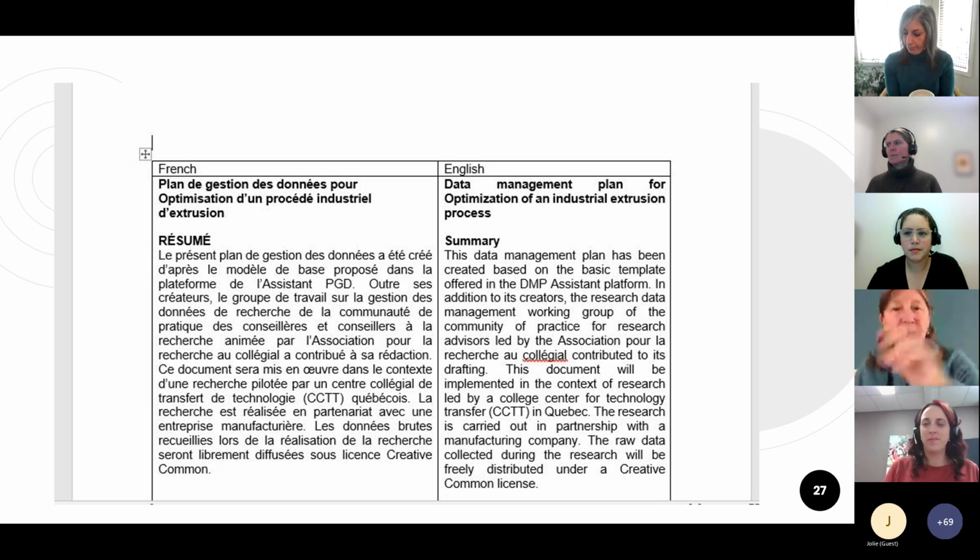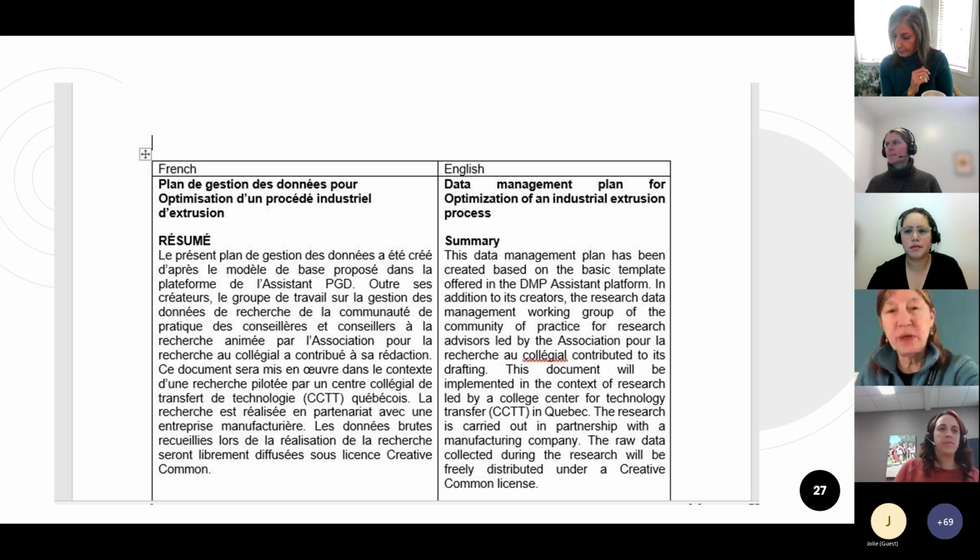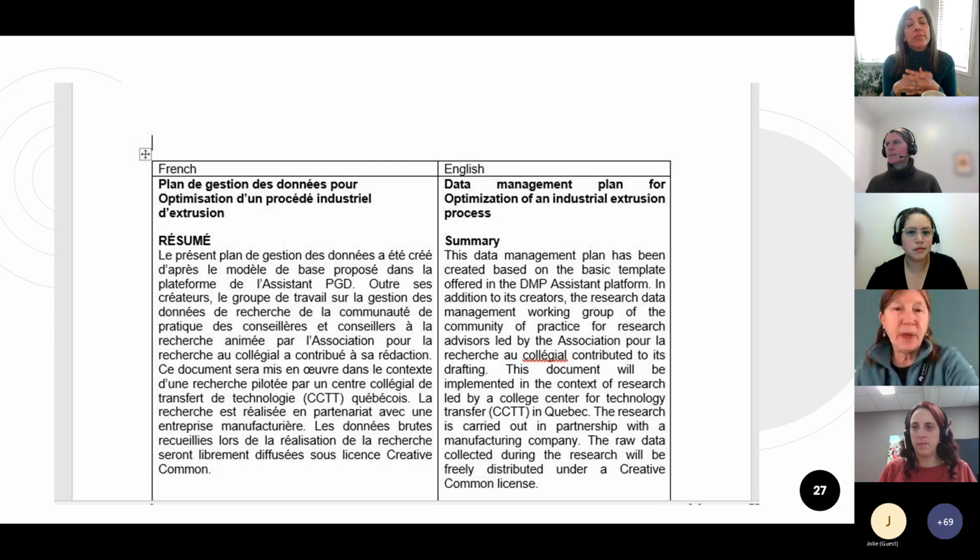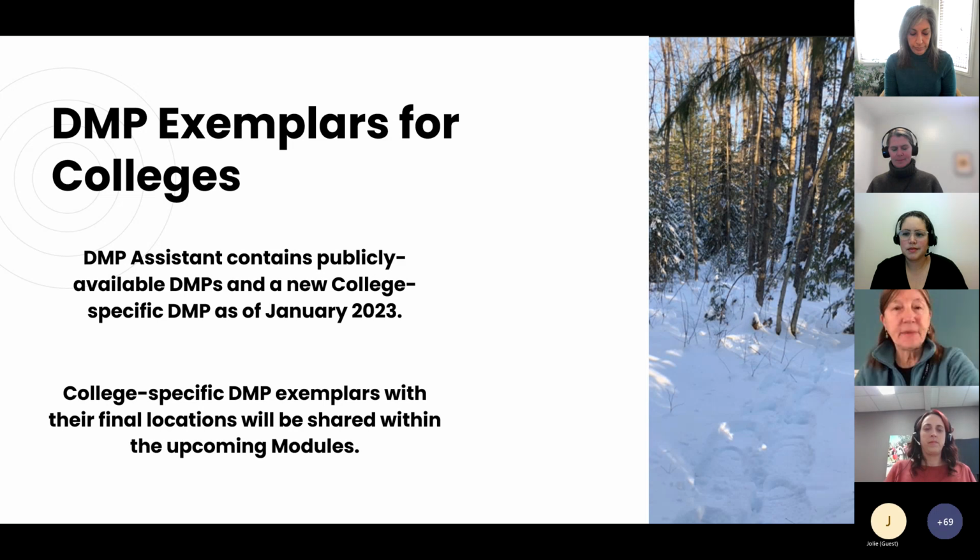Yeah, thank you. All right, so here's a template. These are called exemplars. So these are actually published CEGEP data management plans that are presently being translated, and they will be available for everyone. There's going to be 2 of them that we will be able to reference and locate for everyone. So next slide, please, Christina.